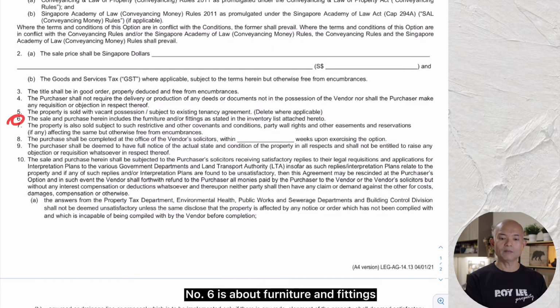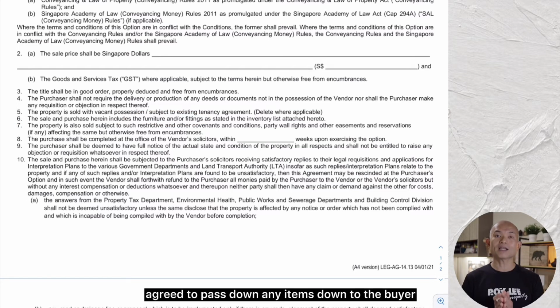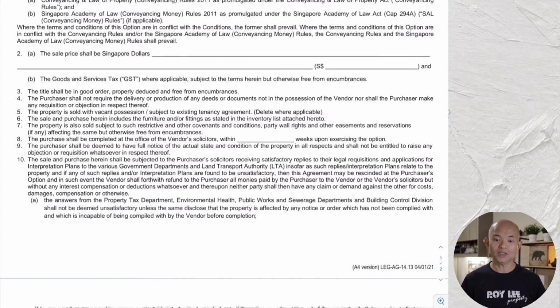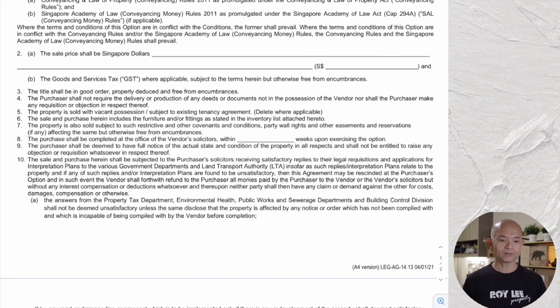Number 6 is about furniture and fittings. So if the seller agrees to pass down any items to the buyer, do have them recorded in an inventory list, because completion is quite a few months away and people do forget about things. So we want to avoid going into conflict where there was an agreement that you're going to give this to me and then now it's not there when I take over the unit. So have them documented inside the inventory list.